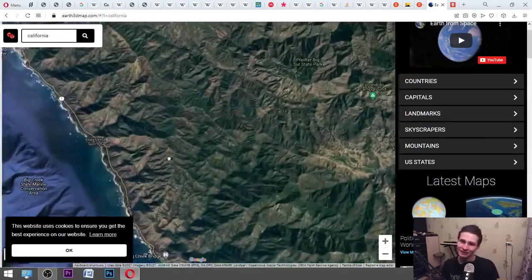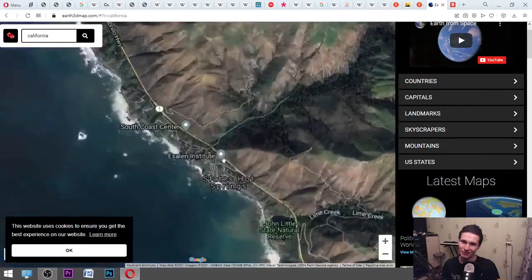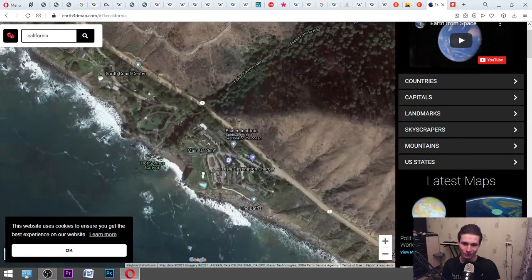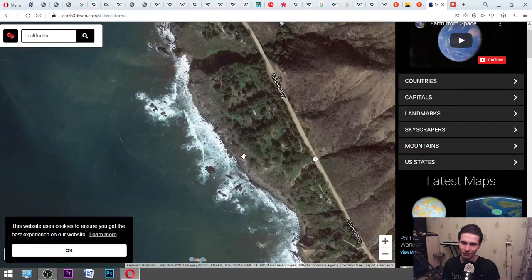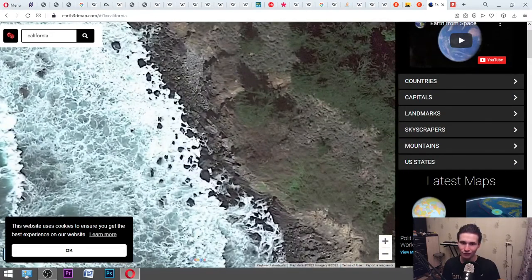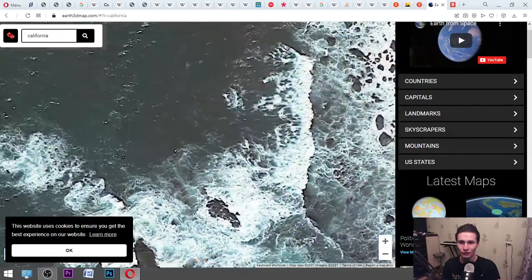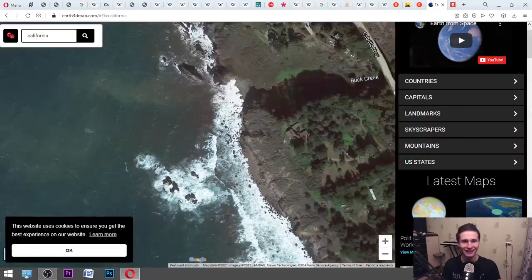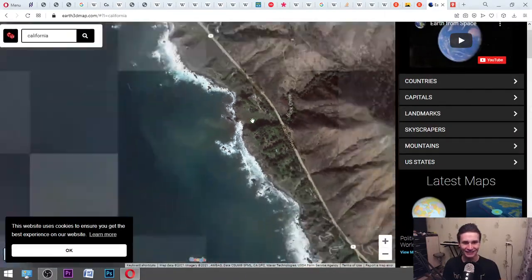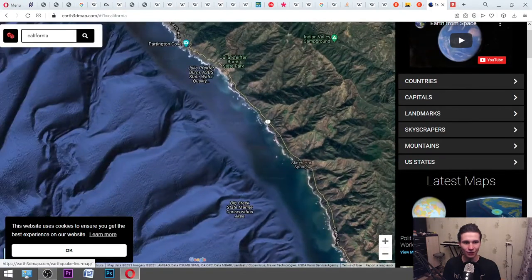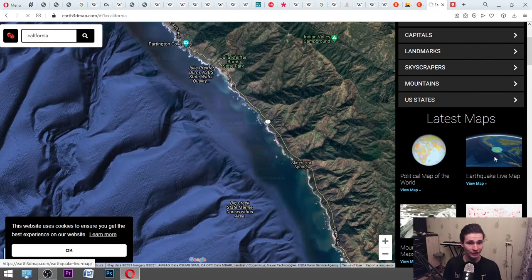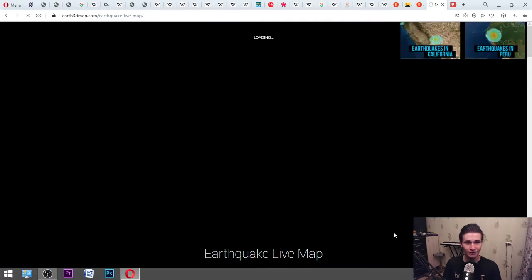Some of the beaches, and I mean the beach, the coast, so it will be better. South Coast Center, yes. And some of the, wow, interesting. Do you have waterfalls? Wow, super high quality resolution. And nice. And United States, what can we find? And do we have an earthquake live map? Mount Everest.